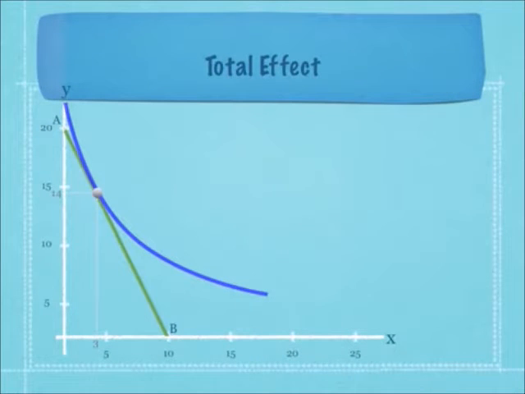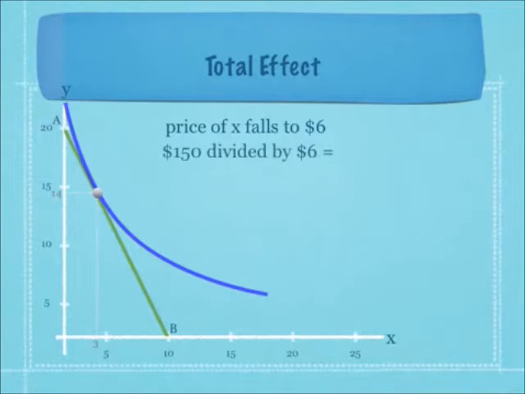Now the total effect, if the price of X falls, we're going to look at that first. So let's say the price of X falls to $6. That means that the budget line will shift out. So we take 150 divided by 6, which is equal to 25. So the bottom, where point B is, is going to shift out to 25.